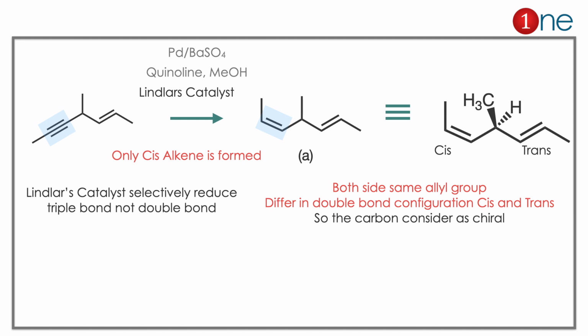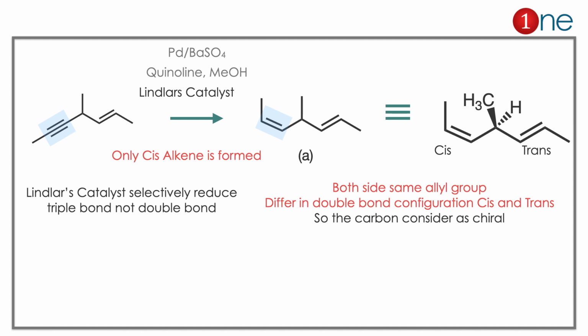Whether it is chiral or not, we have to work out. We have a center carbon with an alkene on both sides. The alkenes are the same, both are allyl groups, but how can you determine which comes first or whether they are the same? Here, even though the carbon atoms are the same, their configurations are different. One is cis, another is trans, so you should consider it as chiral, with 4 different groups. One is methyl, one is hydrogen, one is the cis-alkene, another is the trans-alkene.